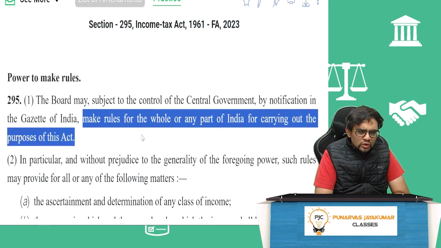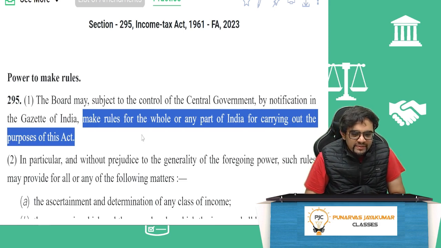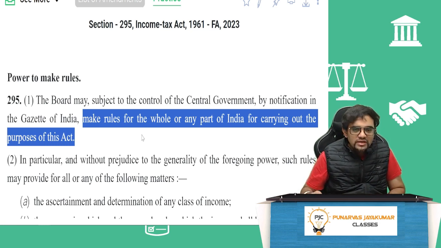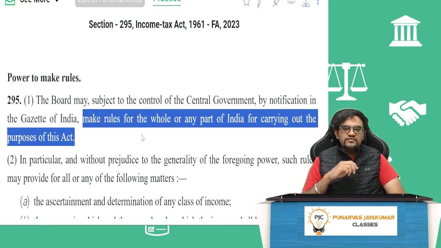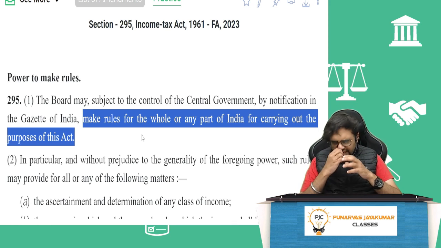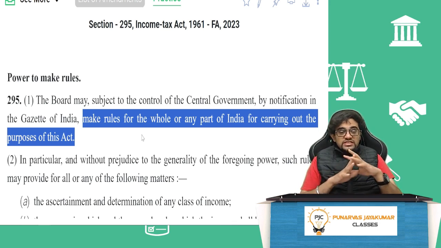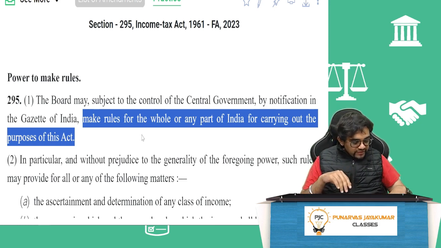So rules are made by whom? Rules are made by the Board. Board here means not board of directors. Board means what? Central Board of Direct Taxes, CBDT. So CBDT will make the rules. So these rules are very much part of the law itself, guys. So basically, whenever the Act says the procedure, etc., will be as may be prescribed, who is the prescribing authority? It is the CBDT. So section 295 speaks about what? Power to make the rules. So it will come there only. That is what it is.